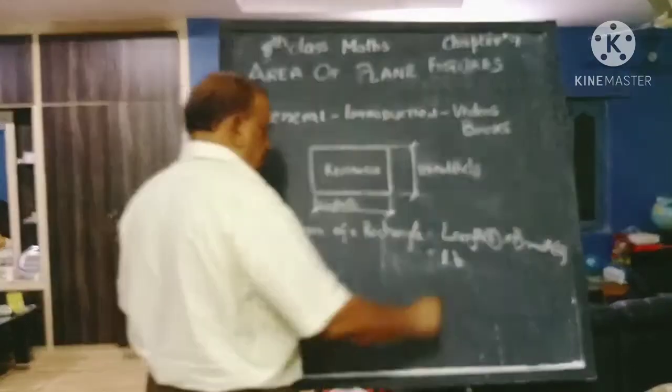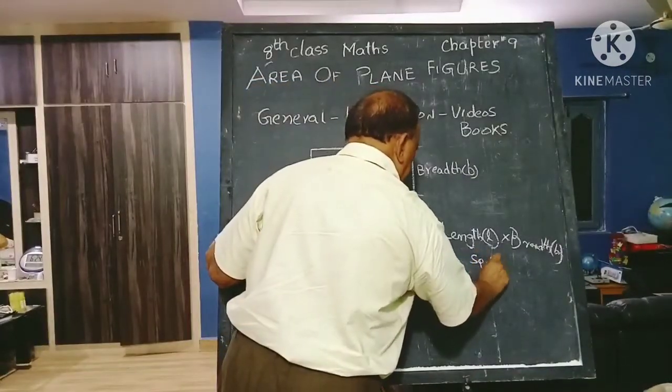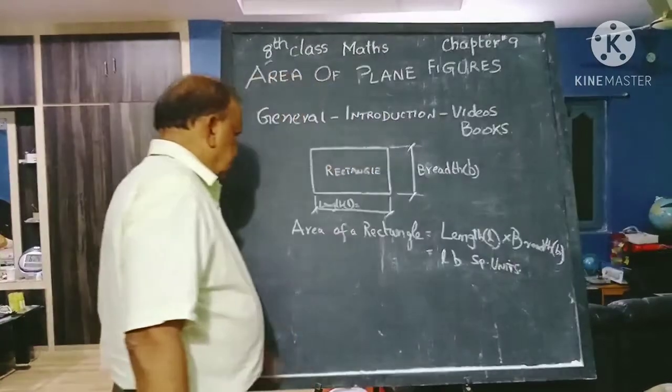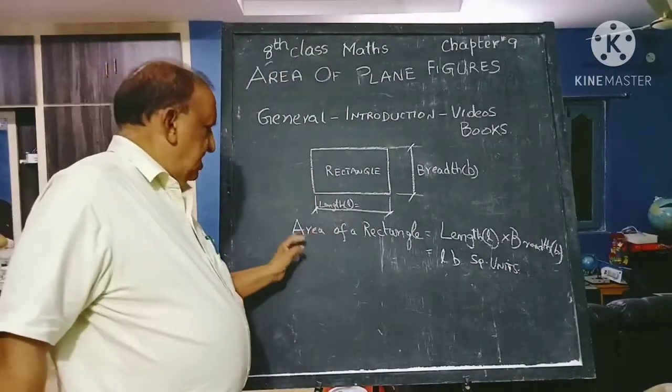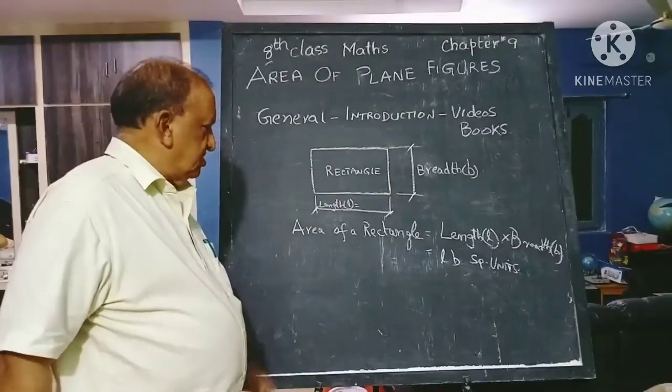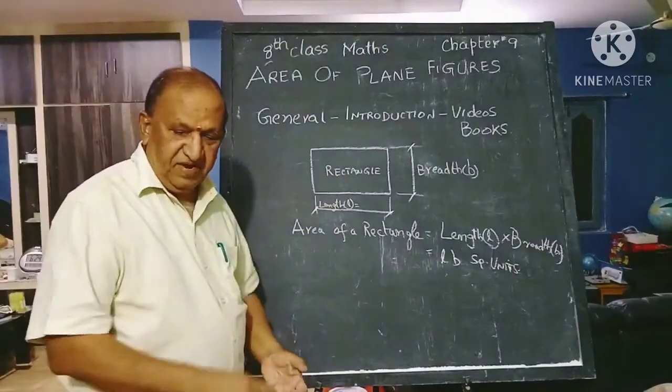Again, this is also in square units. So area of a rectangle is equal to length into breadth, that is L into B, square units. So that's how you represent it for a rectangle.